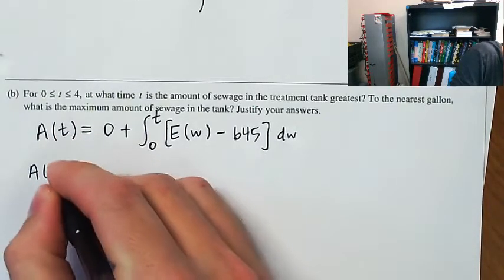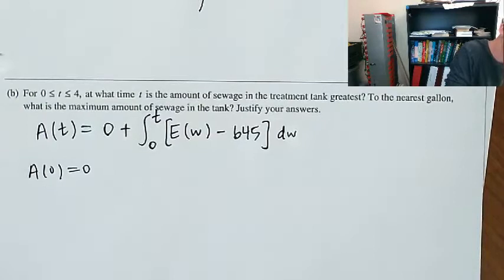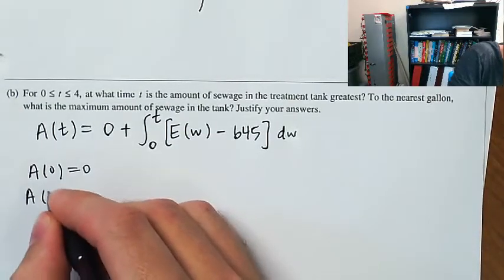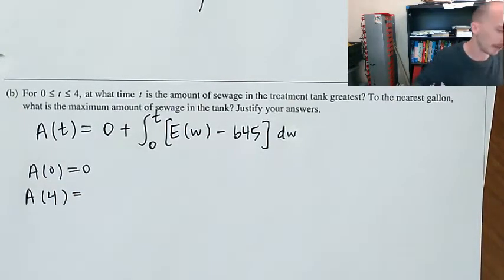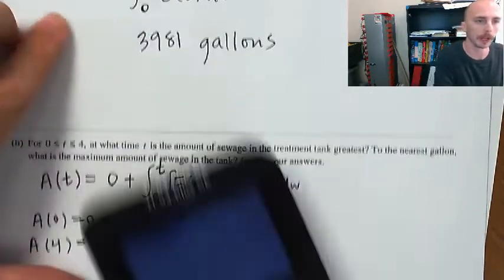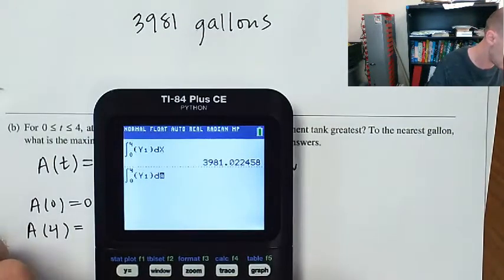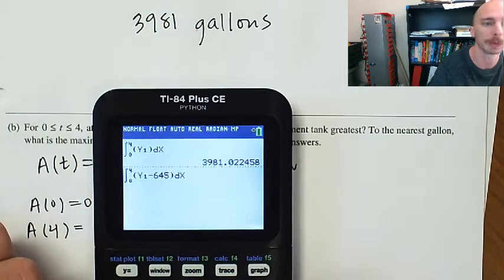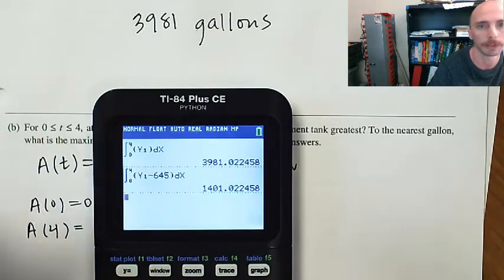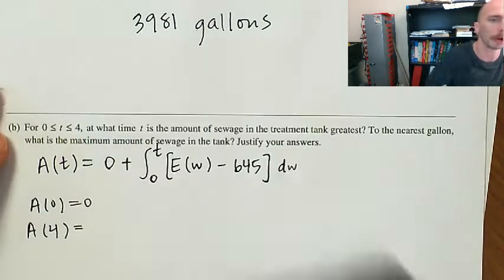I know that A of 0 equals 0 because the tank started empty. A of 4, well, I'm going to have to do that, but I already know it's 3,981. I might actually go in and type in the same thing, minus 645 in the integrand, integrate rate in minus rate out to get the total in minus total out, and that'll be 1,401.